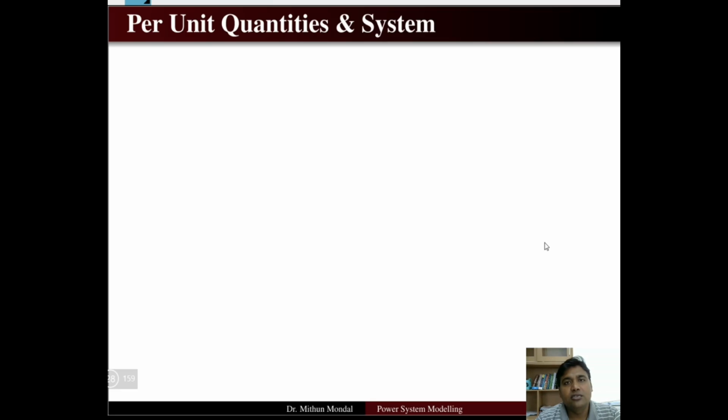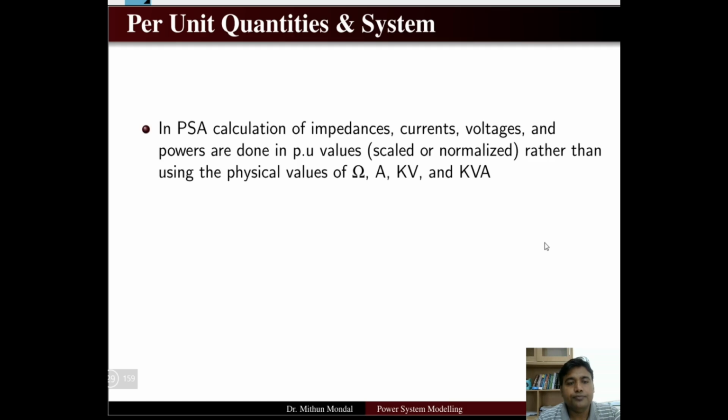Welcome to the next lecture, lecture number 27 of power system modeling. Here we are going to discuss the per unit quantities and systems.